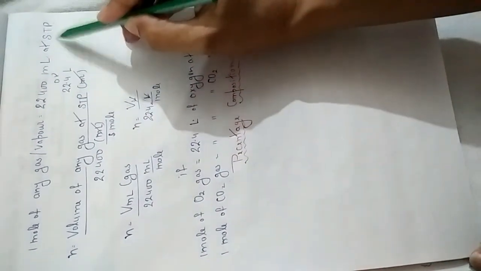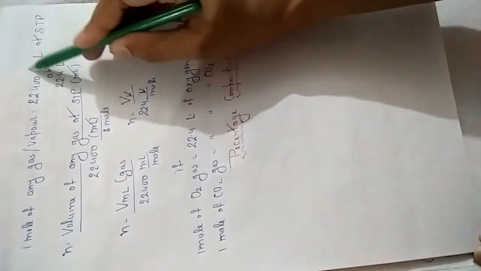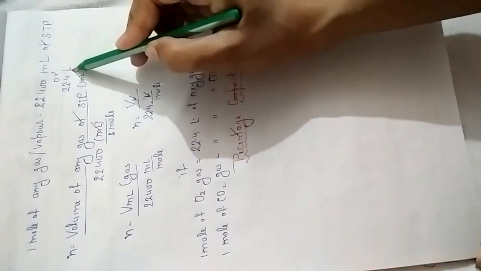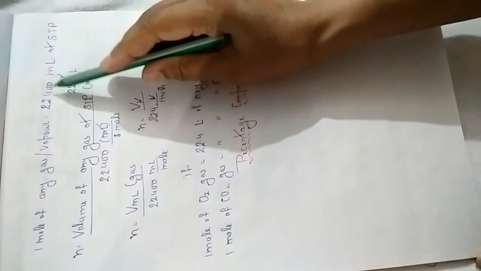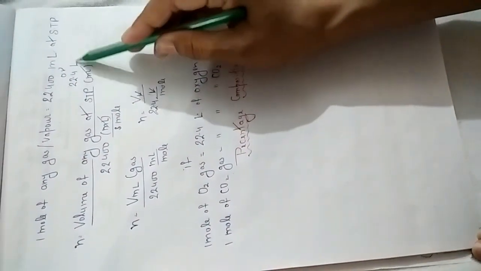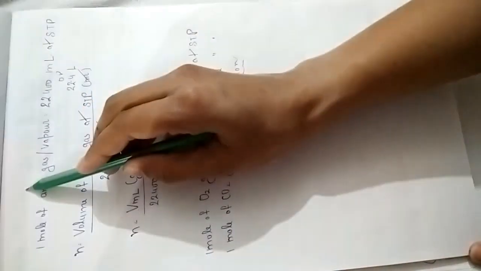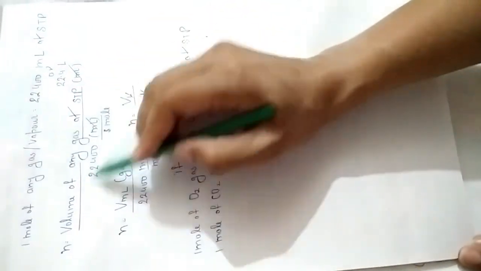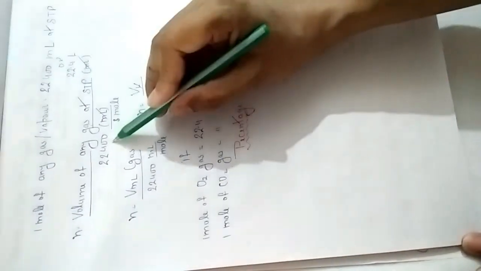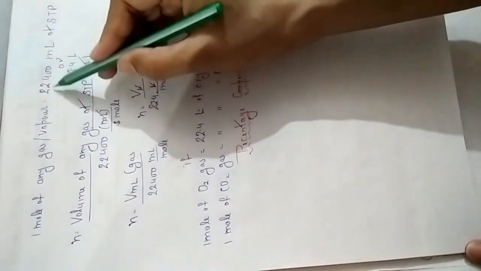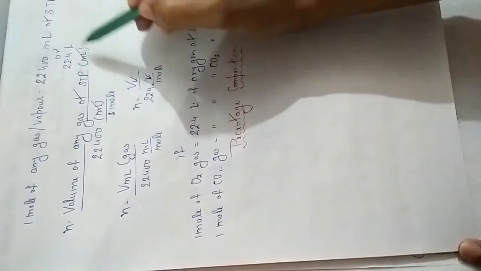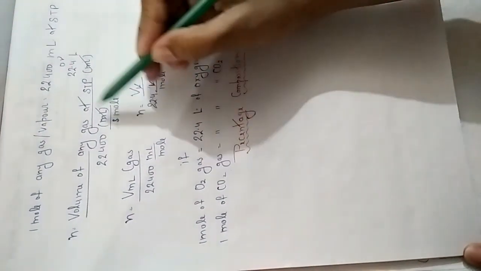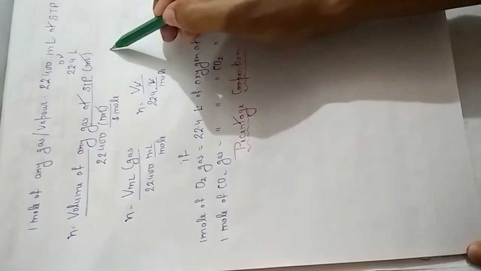at STP. STP means standard temperature and pressure. Clear? Or if I am talking in liters in place of ml, it means in place of 22,400 I will use 22.4. Clear? So this is for 1 mole. If I am talking about n moles, that equals the volume of any gas at STP, means whatever be the volume of any gas at STP, divide by the reference. Clear? The reference is 22,400. I have taken ml, so here ml will be cancelled. Clear? So the answer will be in mole.